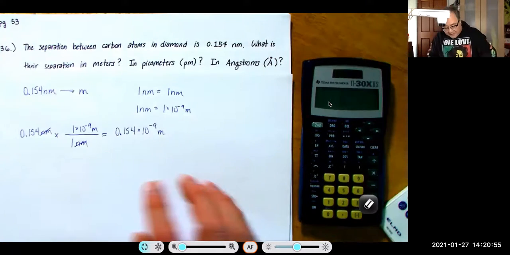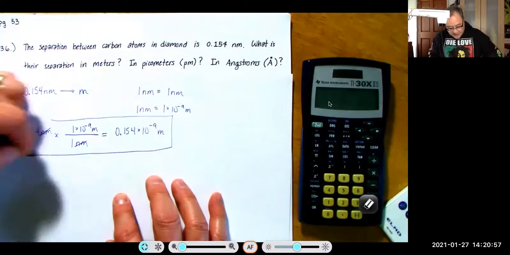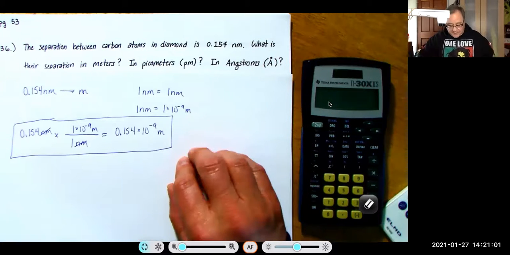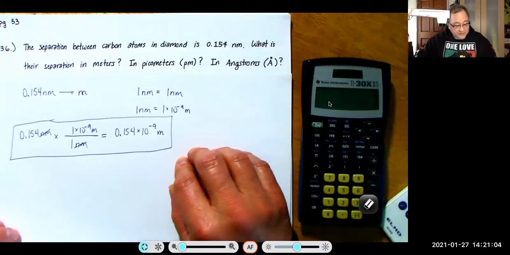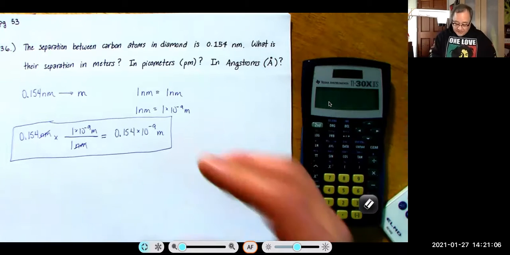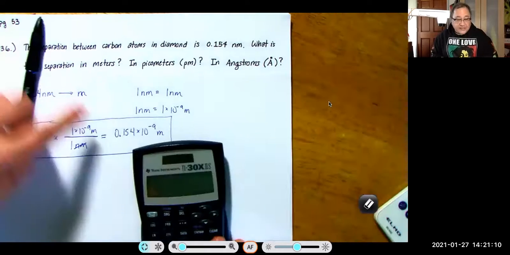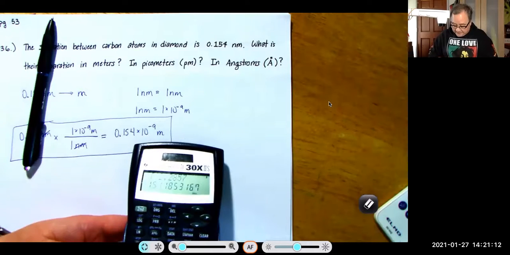And this is a perfectly valid answer because it does not say what is the answer in scientific notation. It does not ask what is the answer in fixed notation. It just says what's the answer. And this is a good answer. Now, let me show you how I can put that into scientific notation with my calculator.